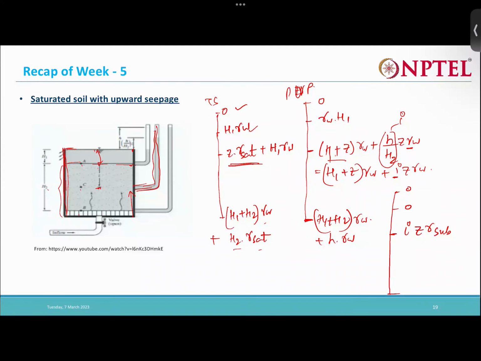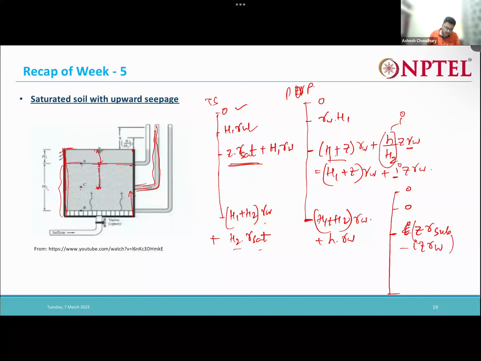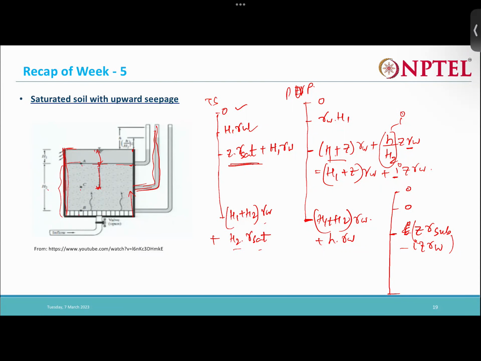So at point C, Z gamma submerged minus iZ gamma W. That is the effective stress, you are saying? Right. Z into gamma submerged minus iZ gamma W. And at the bottom point, H2 gamma submerged minus h gamma W.